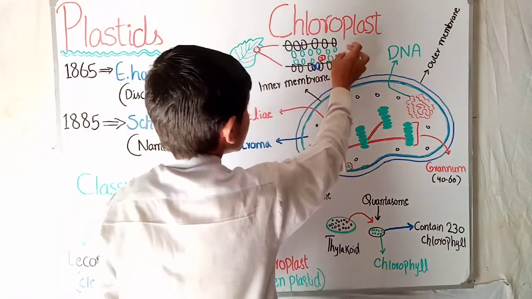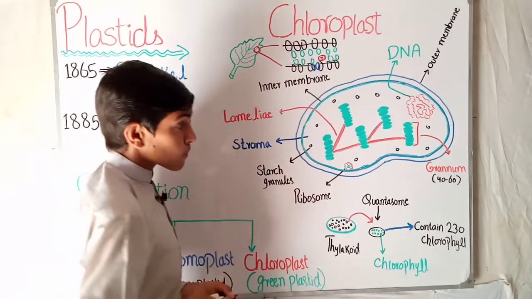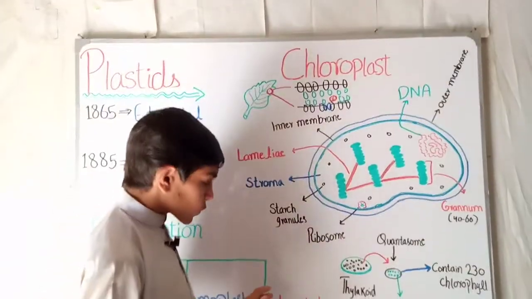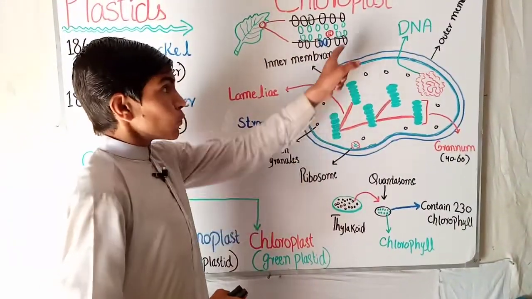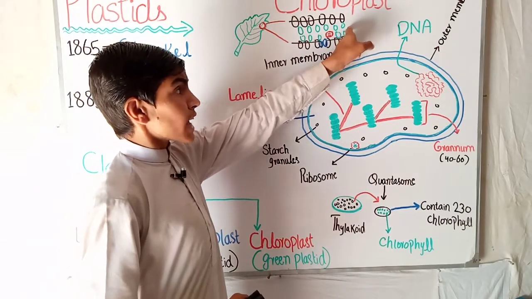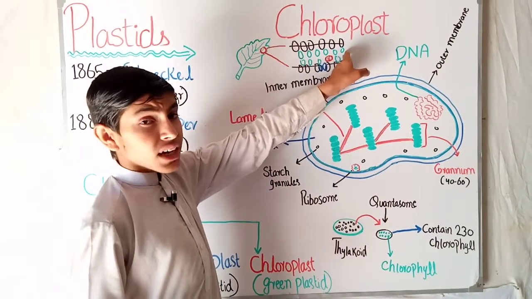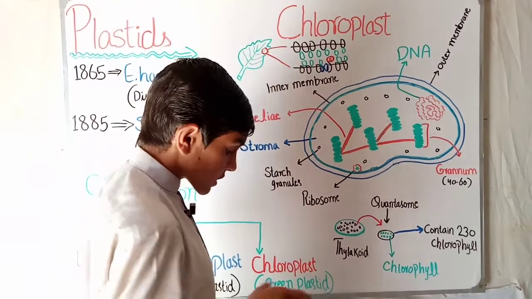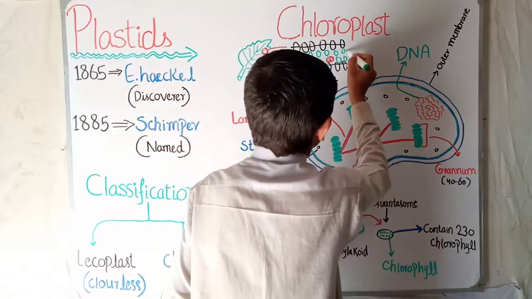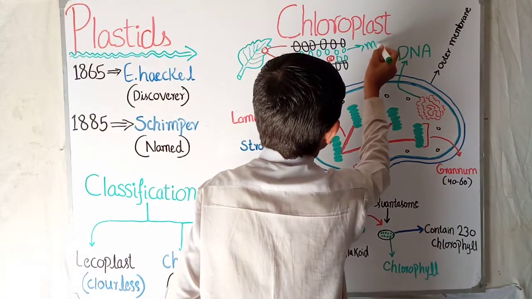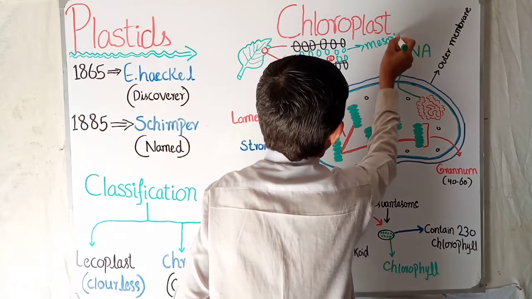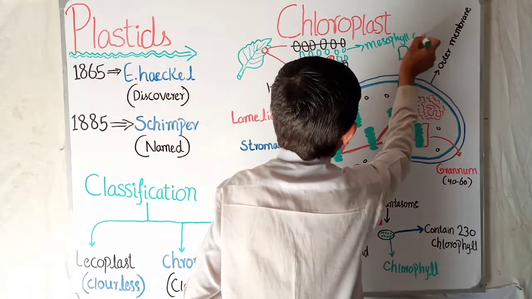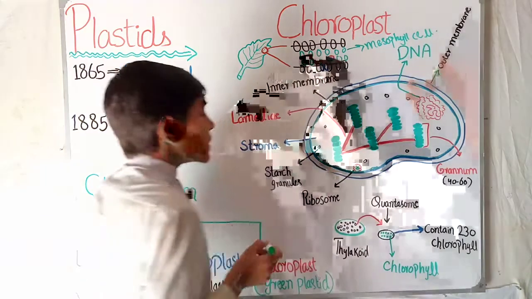Now we're only focusing on these green cells. Where is the chloroplast situated? Chloroplast is mainly situated inside these green cells. These are called mesophyll cells.